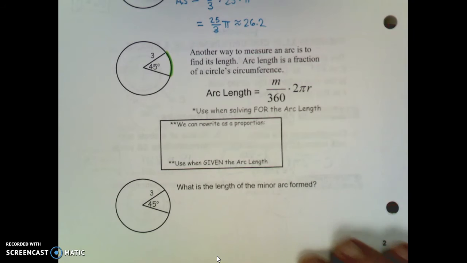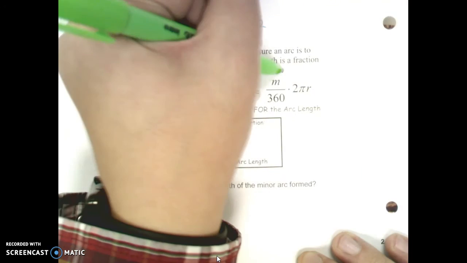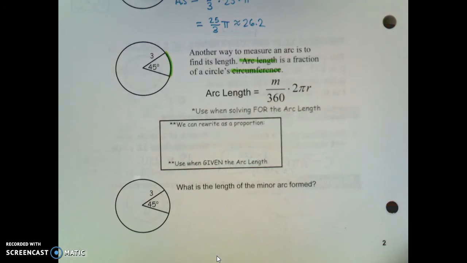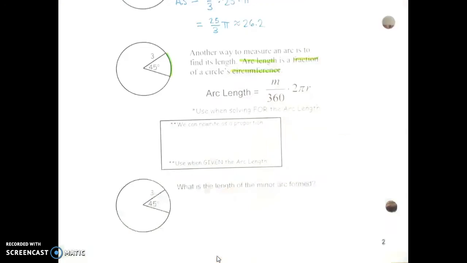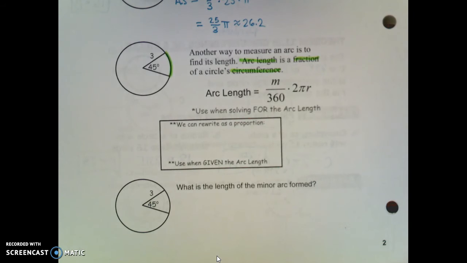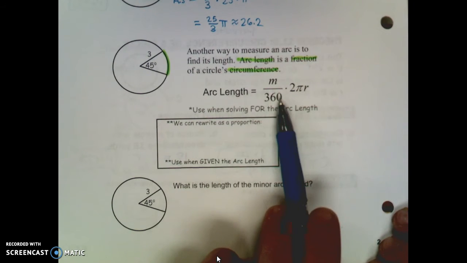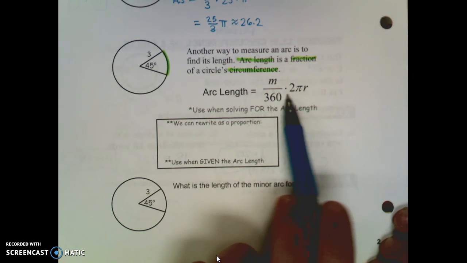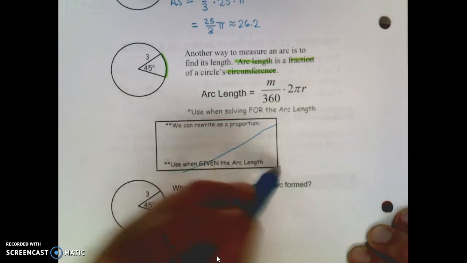And so arc length is a fraction of a circle's circumference. Those are the key words right there. Arc length is a fractional part of your circumference. Like the area of a sector, we're going to do the same exact thing. Arc length is just going to be a fractional portion of your entire circumference. And again, we're going to skip over this.